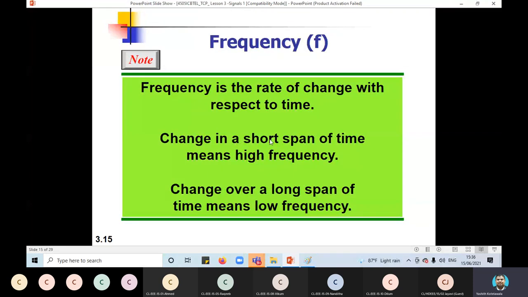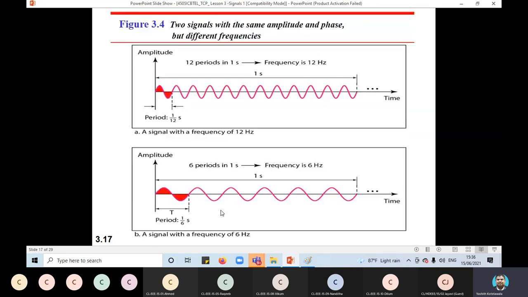Change in a short span of time means high frequency. Change over a long span of time means low frequency. Long span of time, then again a change comes. A long span of time, then again a change comes. That is low frequency. If you see the gap is little, that is high frequency wave components. Now, hope you understood, right? Same phase, same amplitude, but frequency different.